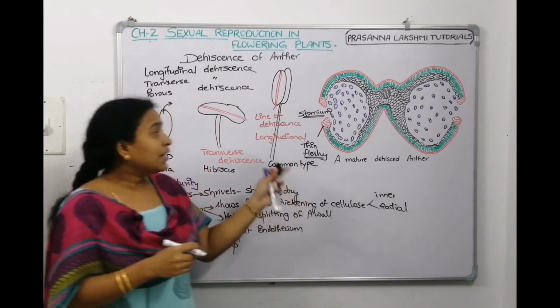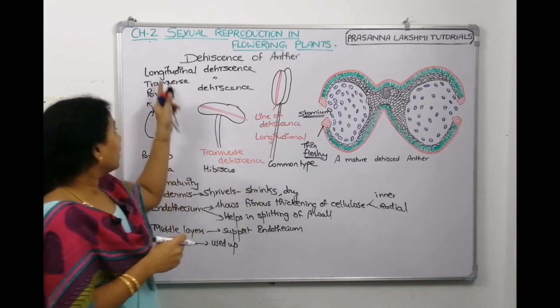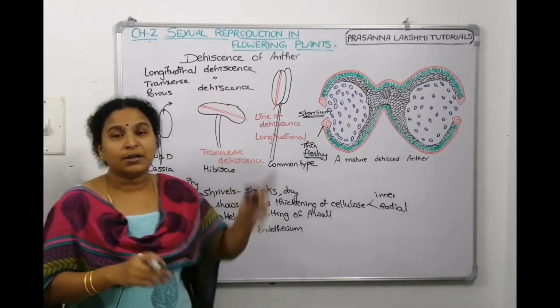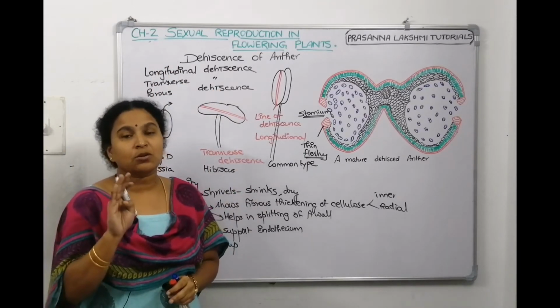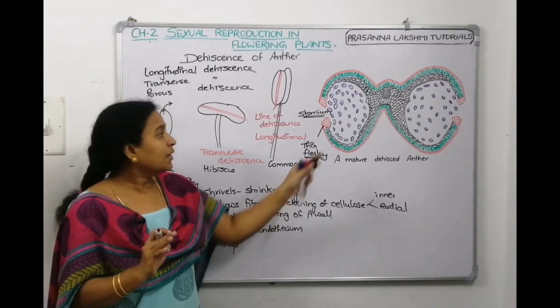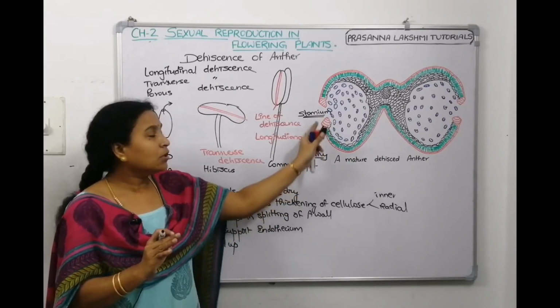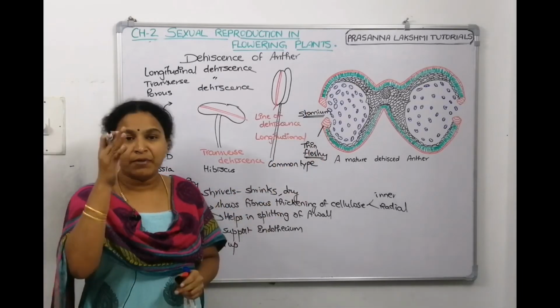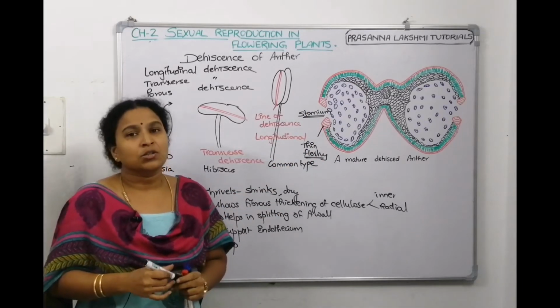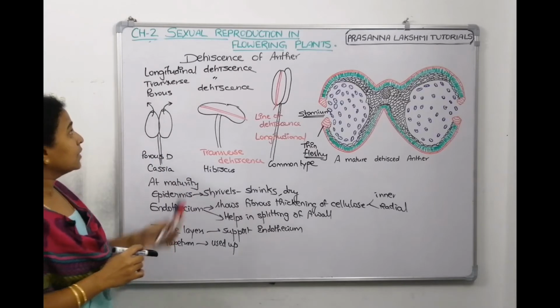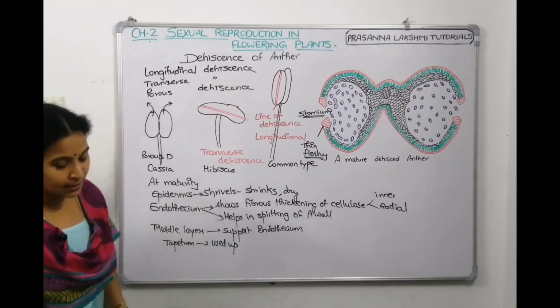When this splits, the pollen grains which are formed, we told, like the spore mother cell undergoes meiotic division to make 4 microspores. It is called a microspore tetrad. Then the pollen grains will be released out when the line of dehiscence happens, when it is splitting. Understood? So what we discussed in the starting of this class, dehiscence of the anther wall.